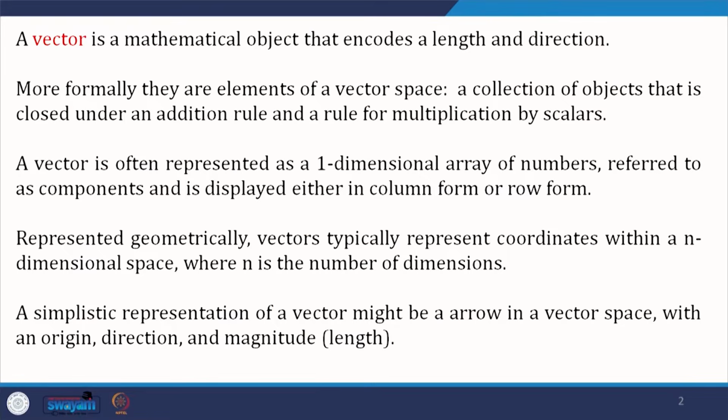In terms of representation, we represent vectors by a one dimensional array. This may be a vertical array, meaning a column vector, or a horizontal array, that is a row vector. Geometrically, vectors typically represent coordinates within an n dimensional space, where n is the number of components in that particular vector. A simplified representation of a vector might be an arrow in a vector space with an origin, direction and length, that is also called the magnitude of the vector. So, let us try to understand all these concepts.